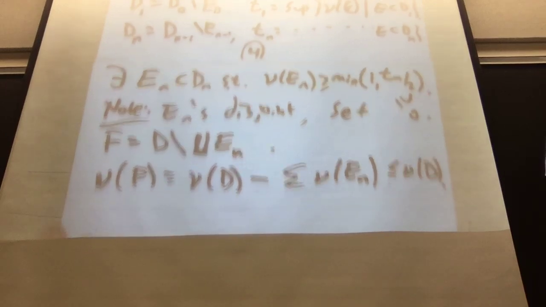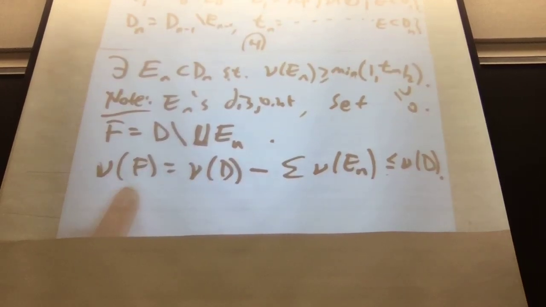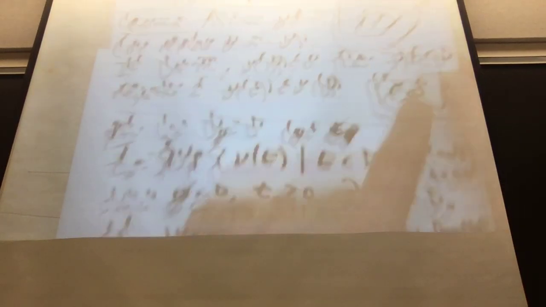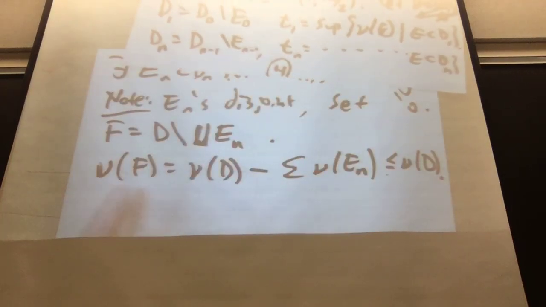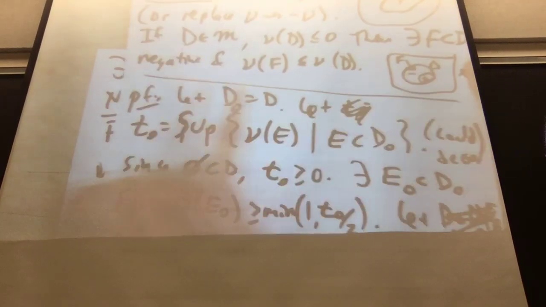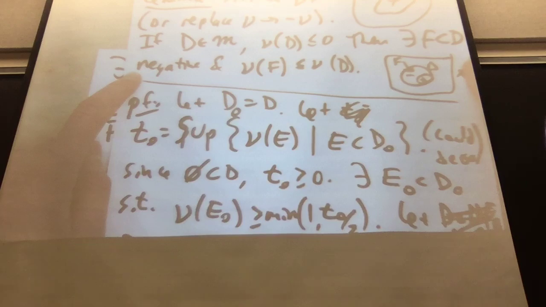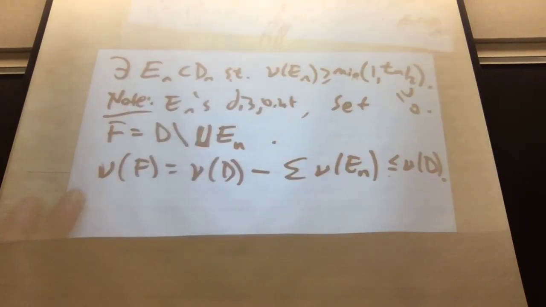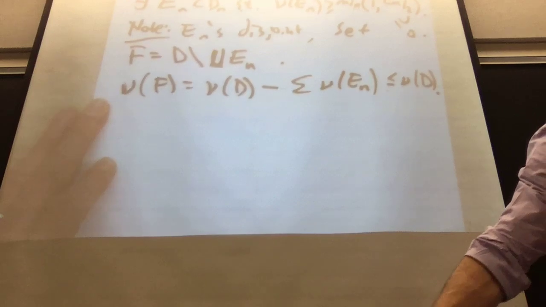The only thing I have to prove for you is that nu of F, so there are two things that I wanted in the lemma. I wanted nu of F to be at most nu of D. That we have satisfied. F is indeed a subset of D, so nu of F is at most nu of D. I need to know that F is negative. Okay? So let's see what would happen.